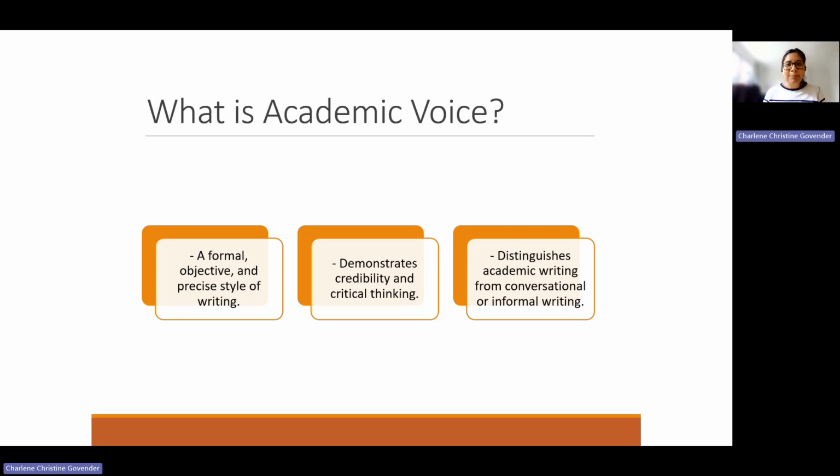So, voice is basically the tone and the style that you use in university writing. It's thoughtful, it's objective, and it's a precise style of writing. If you're using an academic voice, it shows that you are credible and capable of critical thinking. It also helps separate academic writing from your casual, everyday conversation. So in simple layman's terms, it is your tone and your writing style.